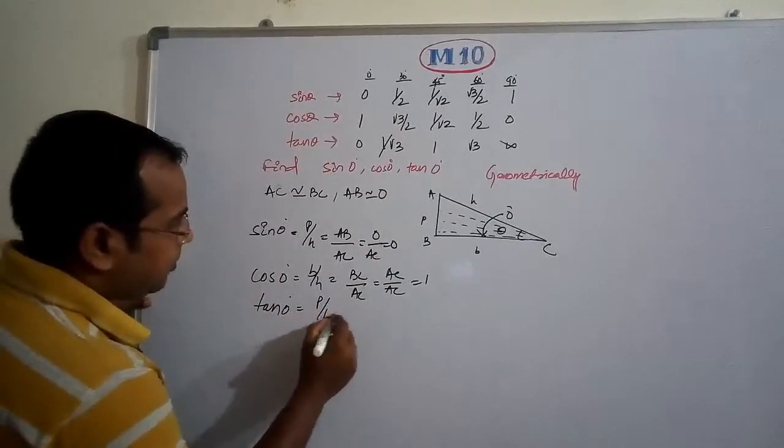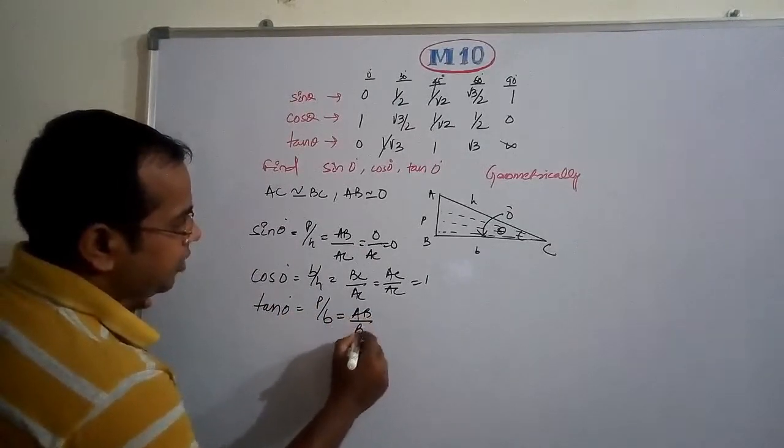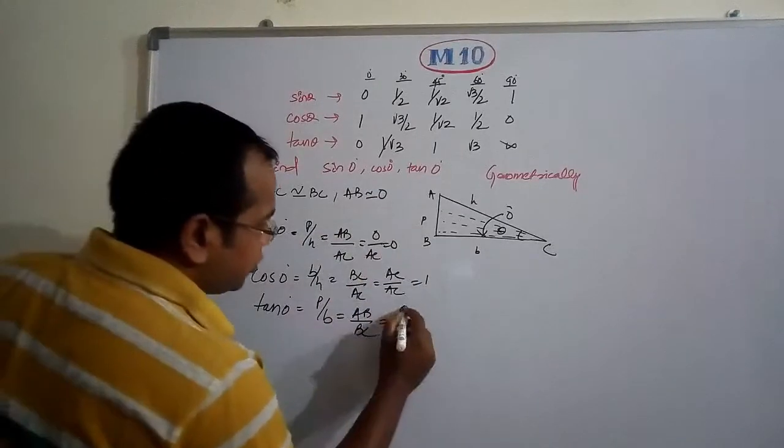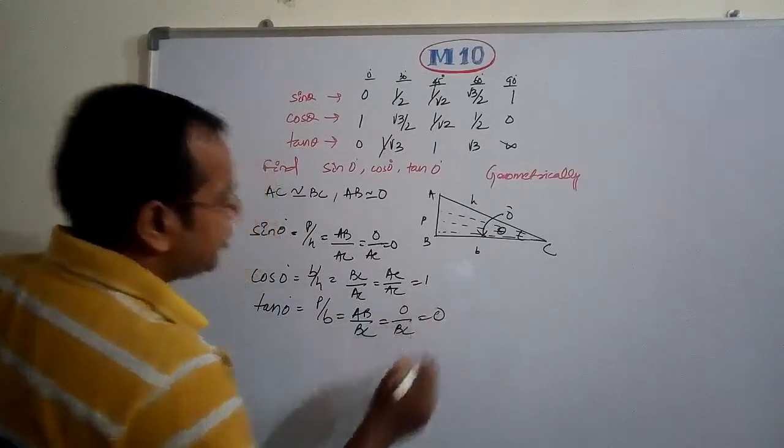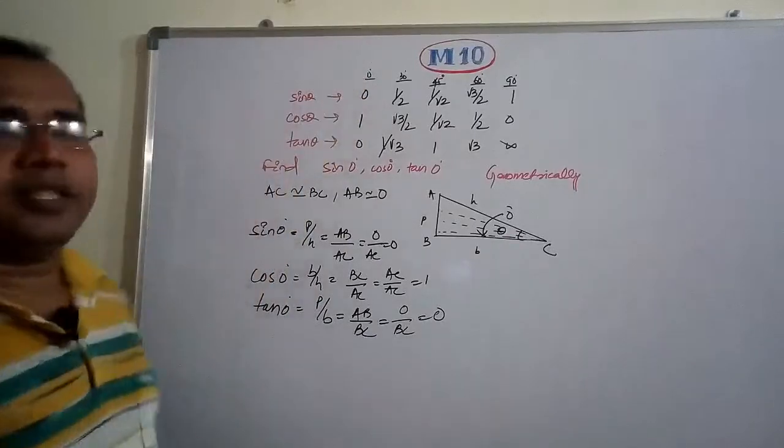Next is tan 0. It is equal to P by B, that is equal to AB divided by BC. Now if AB equals 0, what will you get? 0. That means tan 0 here is 0. It is proved.